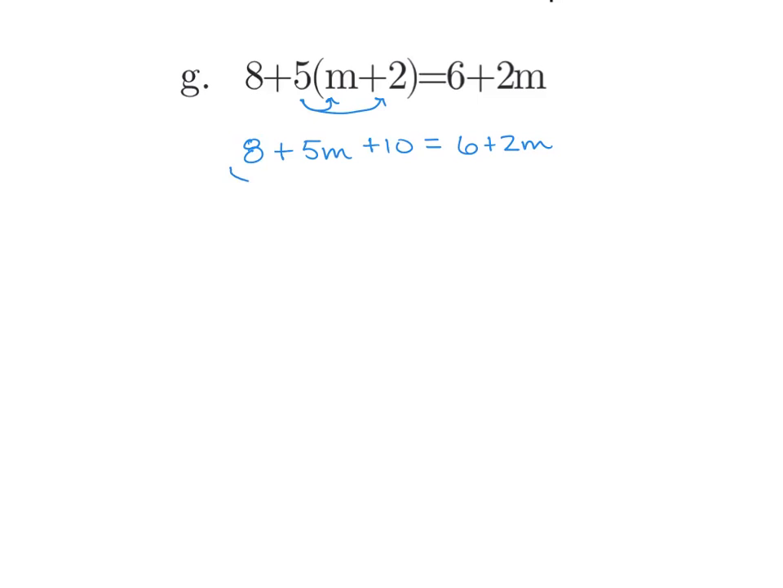From here, I can combine my like terms. We are going to add. Remember that we are not changing to the other side of the equation, so we just combine them. 8 and 10 combine to give me 18. Plus 5m, and my right side of the equation will stay the same.